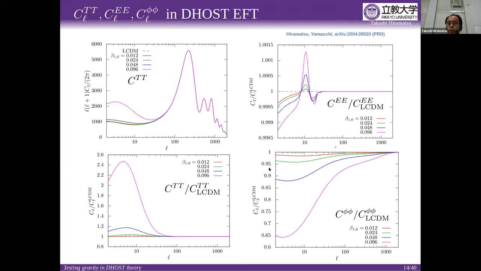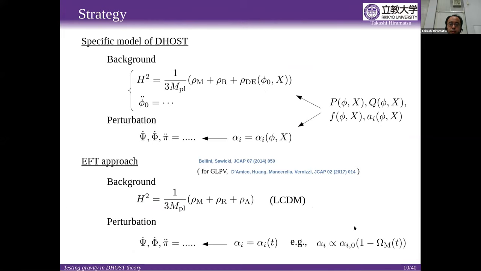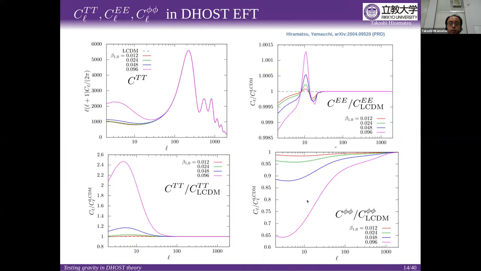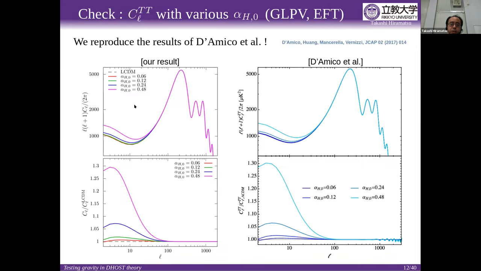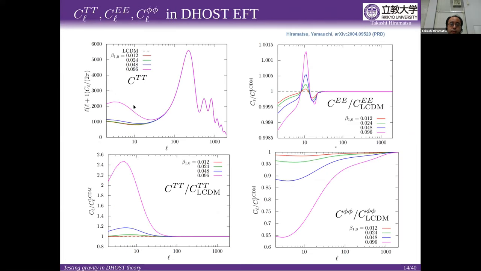Next, I will show the result in the type 1 DHOST theory in the effective field theory approach. I mean, we solve the background equations in the lambda CDM, and we solve the perturbation equations with the alpha parameters depending on this functional form. So the left top panel shows the CTT, I mean the temperature fluctuations. As you can see, the beta 1 parameter, I mean the DHOST parameter, affects only the large scale of the angular power spectrum, which is the same as the GLPV case. Actually, this is an integrated Sachs-Wolfe effect. On the other hand, the E mode power spectrum isn't affected by the beta parameter. Actually, the deviation from the lambda CDM is within 0.1%.